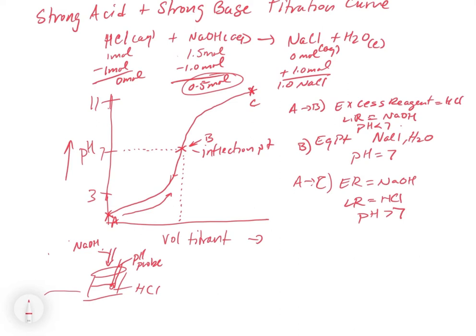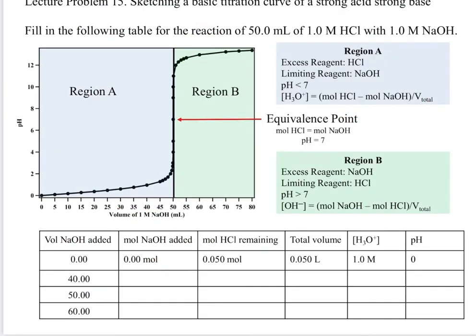And so this is how you can interpret a strong acid, strong base titration curve. So what we're going to do now is go in and look at an example of this where we're going to do some calculations. On this slide, we have a strong acid, strong base titration curve, and this summarizes what we were talking about before.